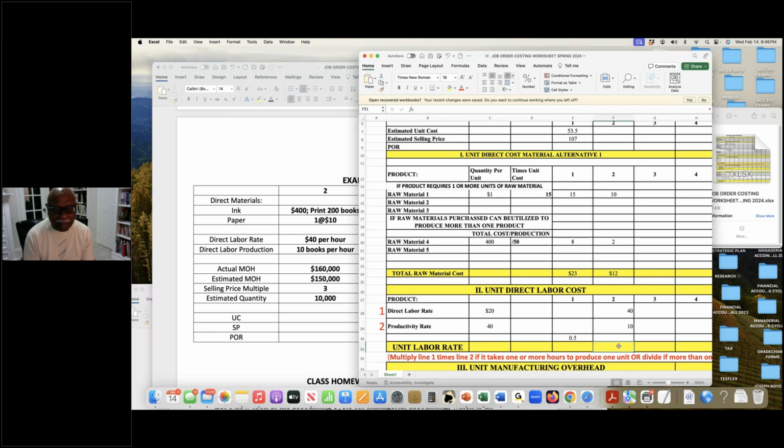So the labor rate is 40. You're paying them $40 an hour. They can make 10 books per hour. So if you bought 10 things for $40, how much will each one cost? 4. Okay, so let's put the 4 here.